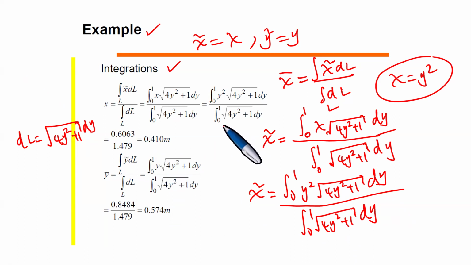What is then the integral from 0 to 1 of the square root of 4y squared plus 1 dy? This integral here is the same as 1.479, and you are able to get that.